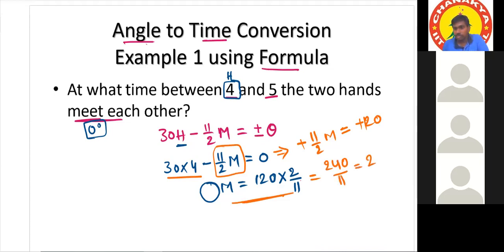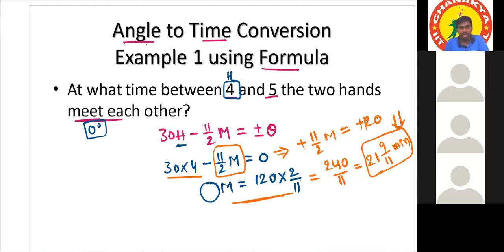2 times it is 22, remainder 2. And in 20, how many times will it go? 1 time it is 11, remainder is 9, so 9 by 11. No need to simplify it into a fraction. Keep it in mixed fraction only, because options will be like this only. 21 9 by 11 minutes is the duration.